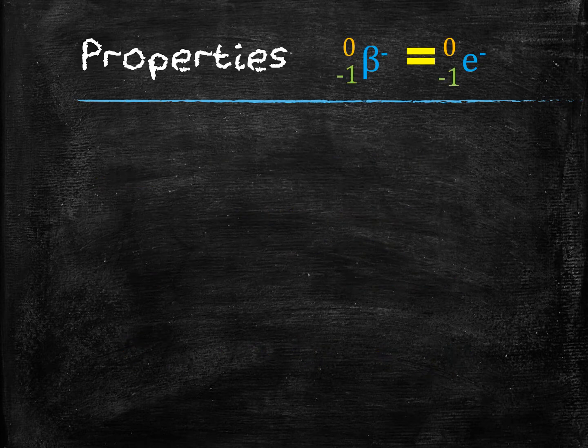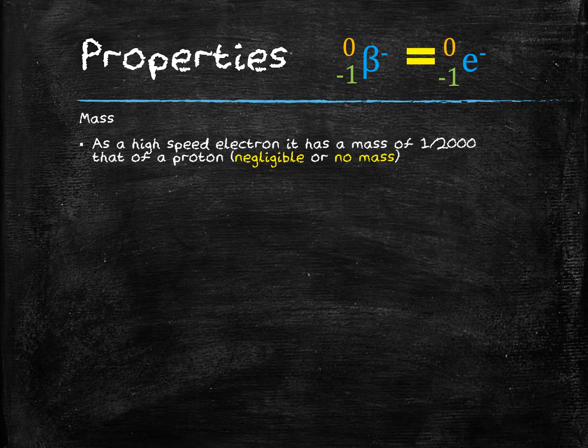Properties of this beta particle. Now, a beta particle can be shown with the Greek letter beta or with an electron, a lowercase e for electron. Mass. So roughly, like I said, 1/2000th that of a proton. In an exam, you are safe to say that it has negligible or no mass.